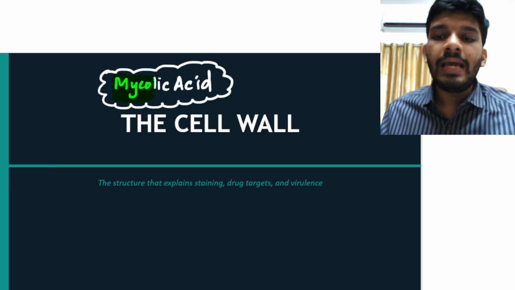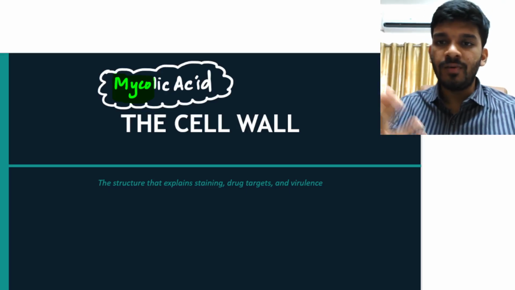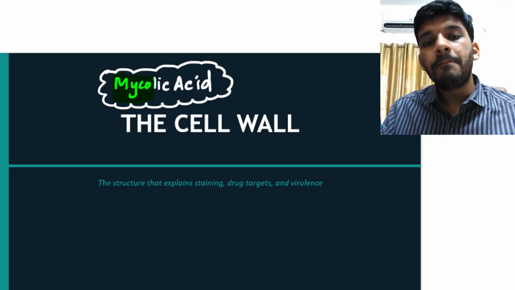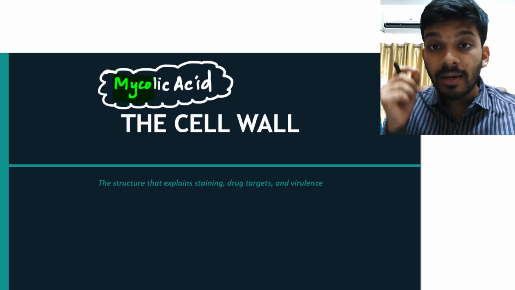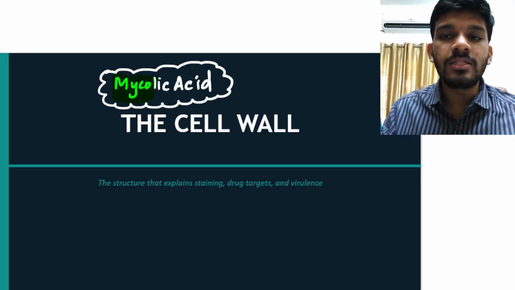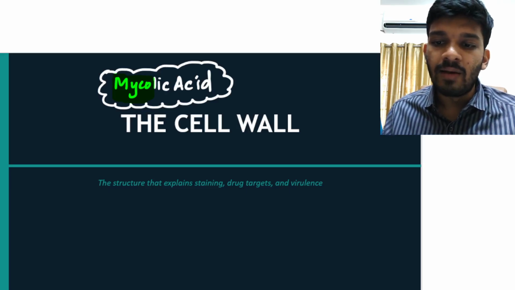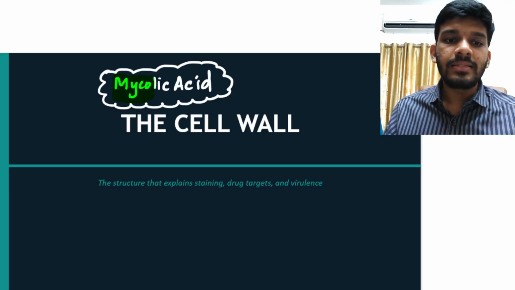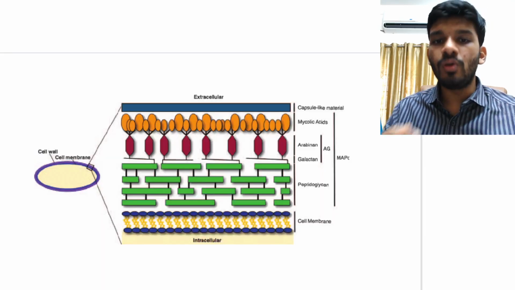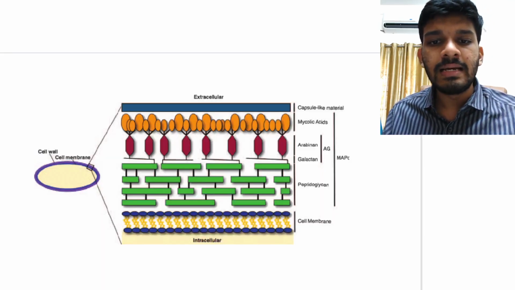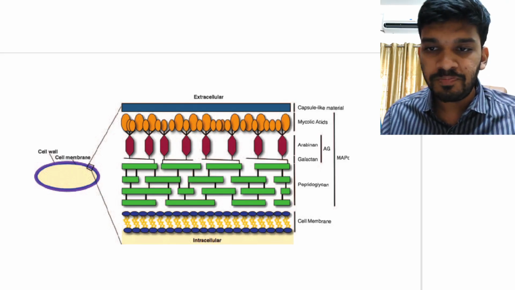So mycolic acid is a very, very important part of the cell wall, and all the specific therapy that we have, right? Of course, we are using fluoroquinolones and other things, but specific things where you can target these mycobacteria are based on this mycolic acid in its cell wall. There are other drug targets, but the cell wall is a very, very important target. So you just have a look at the structure, and it is the most important slide in this section.